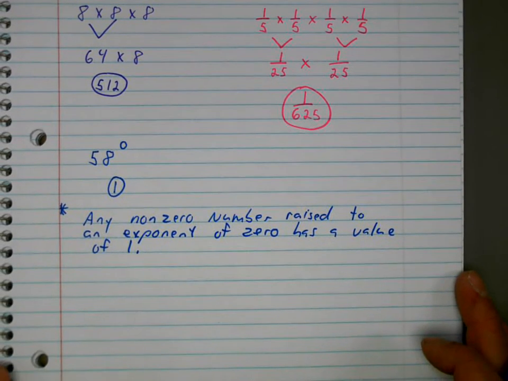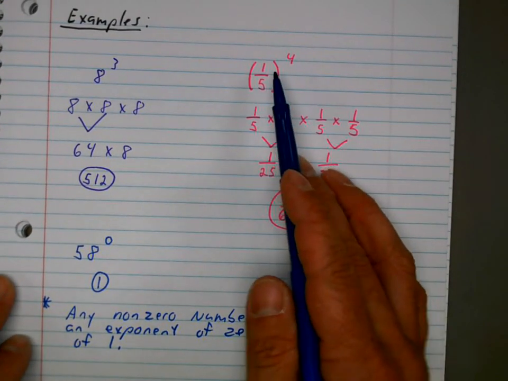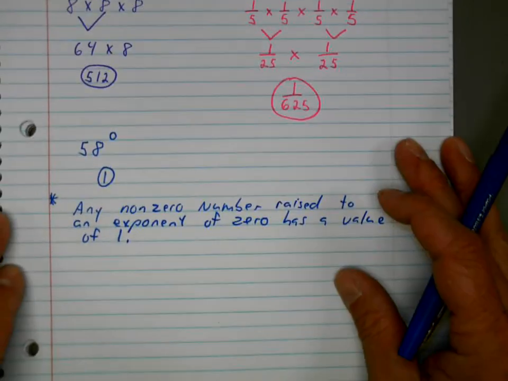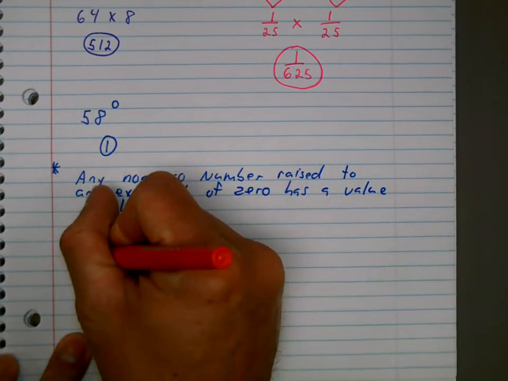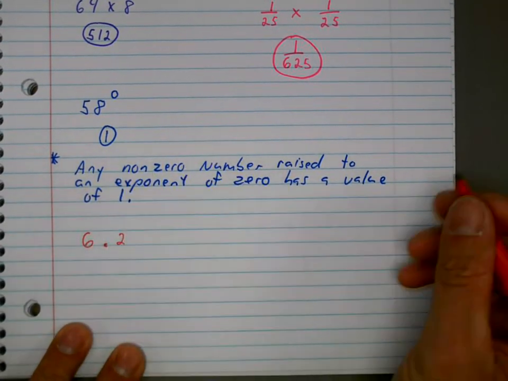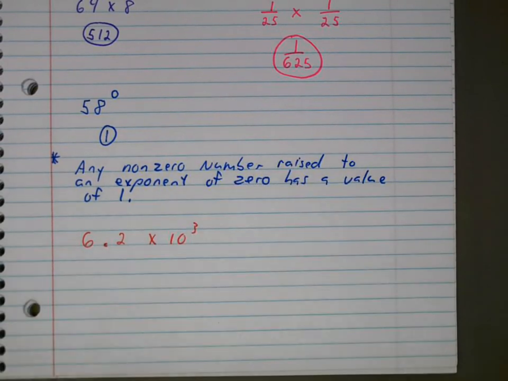Now we have one more example. Because we're in 6th grade, we're not going to have just simple problems like this where we're just doing our basic multiplication. We're going to actually have expressions. An example of what an expression could look like would be this. We'll use a decimal this time. 6 2/10 times 10 to the 3rd.